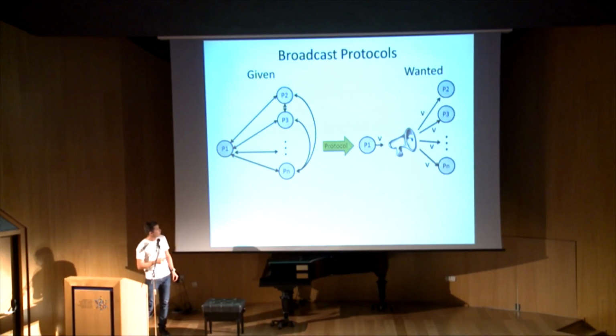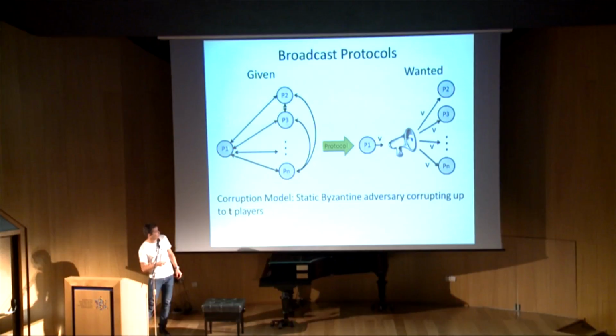Good. So in particular, in our corruption model, we assume a static adversary who can corrupt up to t players. You can think of it as a virus that enters the system, chooses t parties to corrupt, and now they behave maliciously. And you still want to simulate broadcast in such a setting.